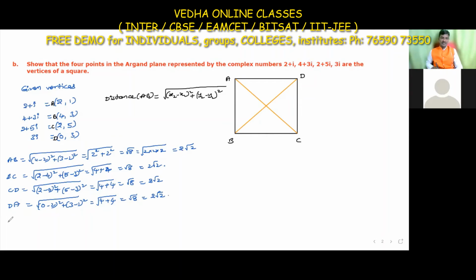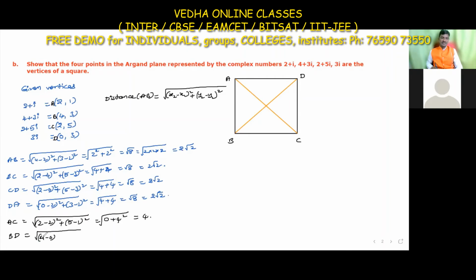So I am finding the diagonal AC, distance A and C: 2 minus 2 whole square plus 5 minus 1 whole square. This is 0 and 5 minus 1 is 4, 4 square. The square root gets cancelled, we get 4. Okay, so AC is completed. Now BD. Find the distance BD. BD is equal to under root of B and D: 4 minus 0 whole square.